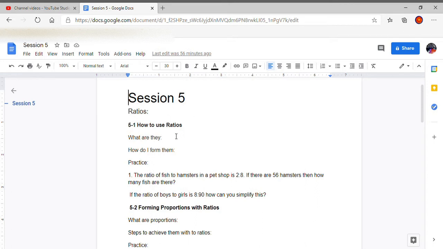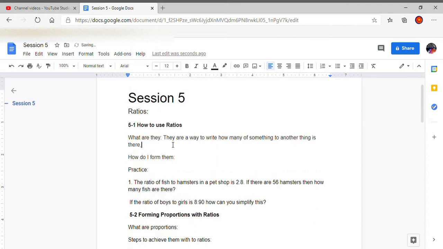How to use ratios. What are they? They are a way to write how many of something to another thing there is. So let's go to this problem. The ratio of fish to hamsters, so that would be this something to another thing there are. So the ratio would be 2 to 8.